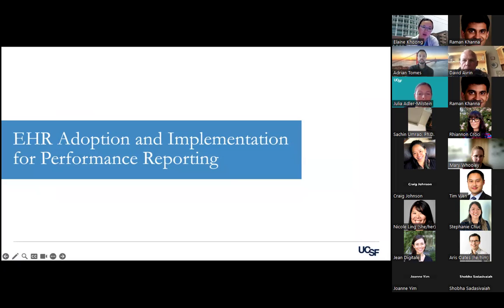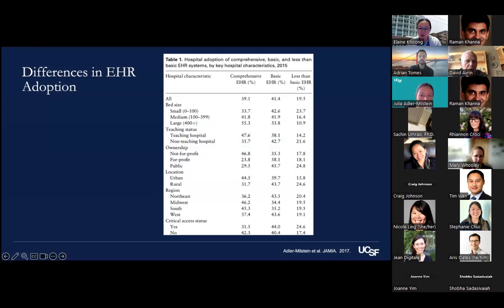I just want to talk a little bit about some of the work we had looked at around EHR adoption and implementation, specifically for performance reporting. So this is not my paper. I think I saw Julia on here. So this is Julia's paper, which I really like.